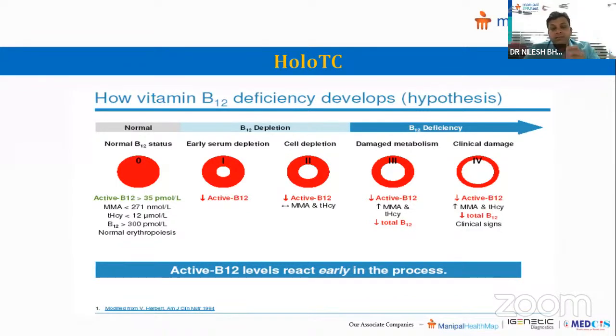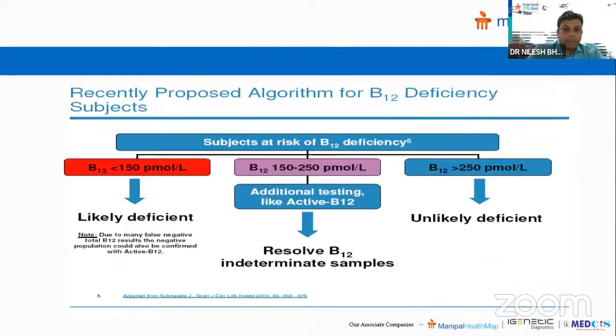Only when the symptoms of B12 deficiency develop, when the metabolism is already damaged and there are clinical signs and symptoms and some irreversible neurological damage. In those conditions, total B12 can be significantly on the lower side. So this shows how HoloTC is the earliest marker to appear whenever B12 deficiency starts to develop. We can detect B12 deficiency at the earliest level by measuring HoloTC. That is the advantage of HoloTC over total B12.